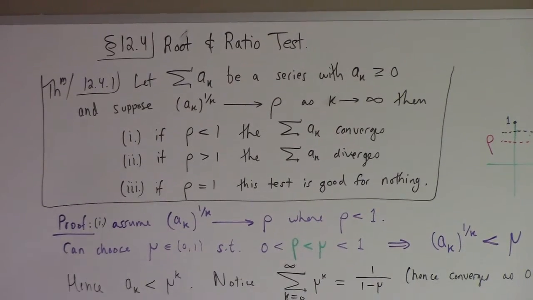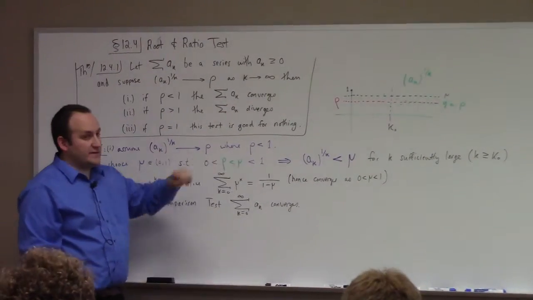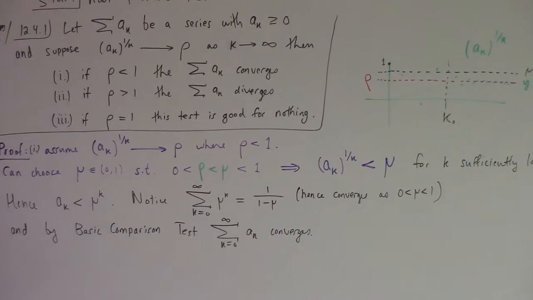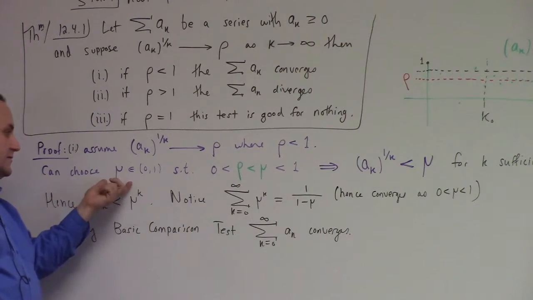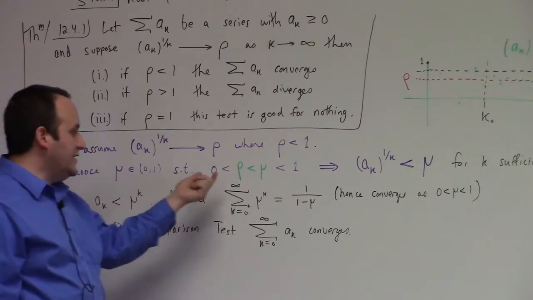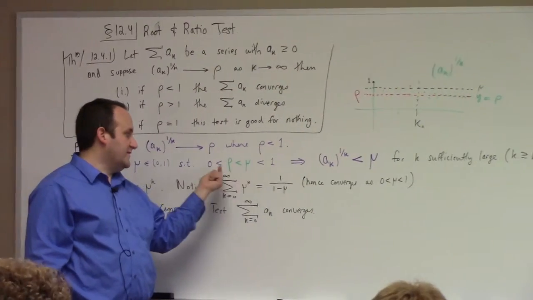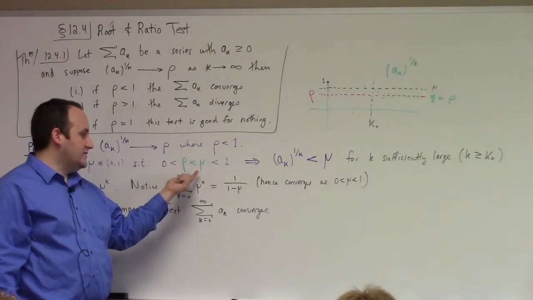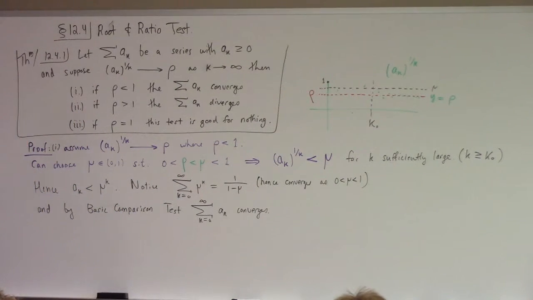So, case 1. Assume that the kth root of a sub k goes to rho, where rho is less than 1. Well, if you think about that, what that means is that you can choose some constant mu which is between rho and 1. Does that make sense? If rho is 0.5, you can choose mu equal to 0.7, whatever. If rho is equal to 0.99, you can choose mu equal to 0.999. You can play this game all day long, right? There's always some number between rho and 1.